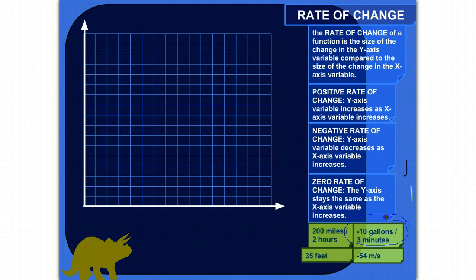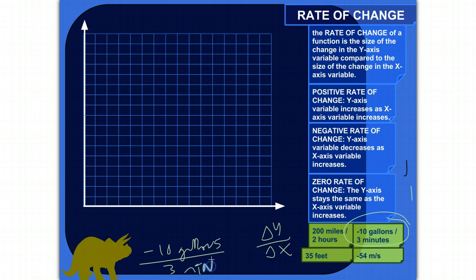Okay, let's look at this rate of change. Negative 10 gallons for every 3 minutes. So I know that the rate of change is the change in the y variable over the change in x, and these deltas just mean change. So this rate I could rewrite as negative 10 gallons, that's how much the gallons are changing, over 3 minutes. So whenever the minutes increase by 3, my gallons are going down by 10.